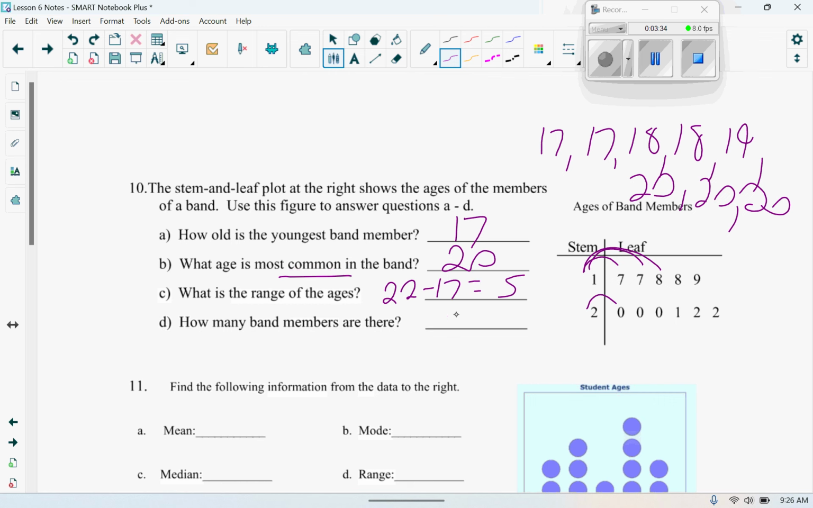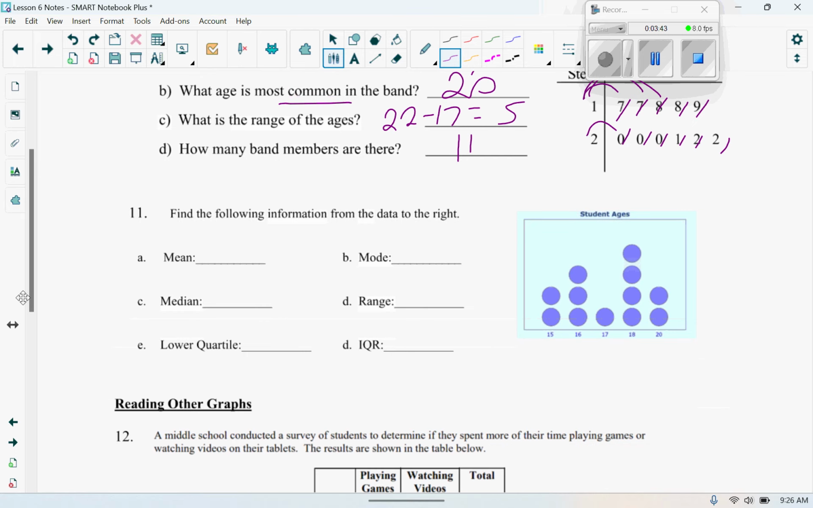And then how many band members are there? So I'm going to add these all up together. 1, 2, 3, 4, 5, 6, 7, 8, 9, 10, 11. So there's 11 total. Okay, so this one I'm going to interpret like this.